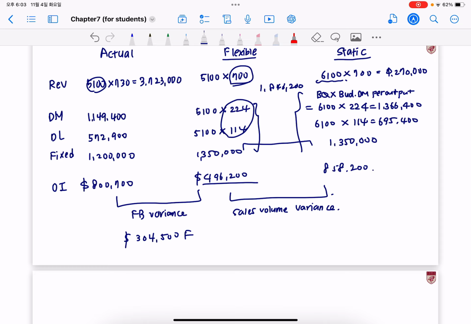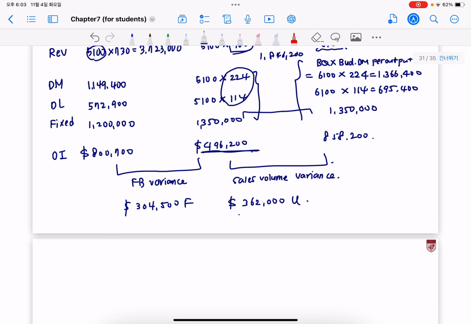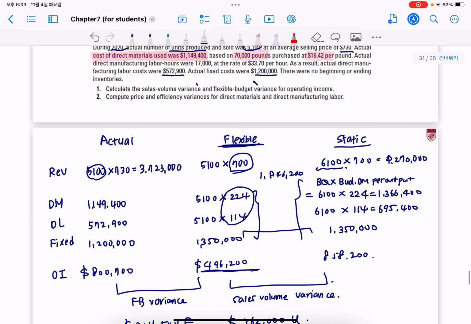Okay. Now let us calculate the sales volume variance. Then we have $362,000. And since, as I've said, between these two the flexible budget will be deemed close to the actual, we see that the actual is less than the static budget. So we say it's U. Okay. Yeah, so this is what we should have got for number 1.